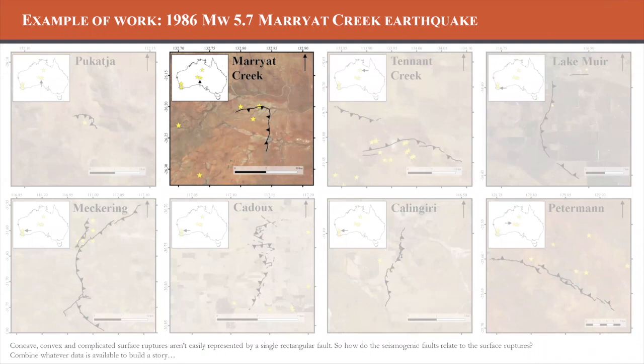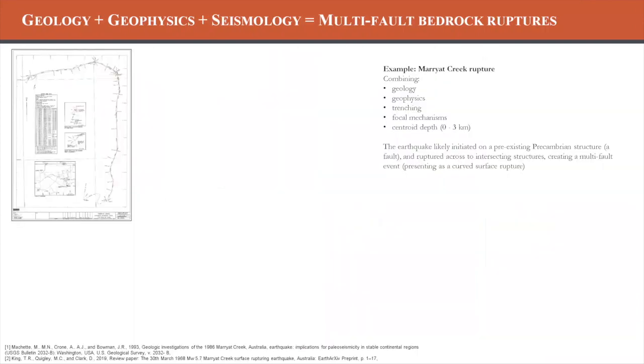So I'm just going to take you through the sort of data that I was looking at, and I did this across the board, but I'm just going to take you through the Marriott Creek example. This is a very remote earthquake, out in the central deserts of Australia in 1986. A magnitude 5.7, and the surface rupture is about 13 kilometers long end to end. Despite this earthquake being incredibly remote, a surveyor went out quite shortly afterwards to survey along the length and the offsets of the Marriott Creek earthquake.